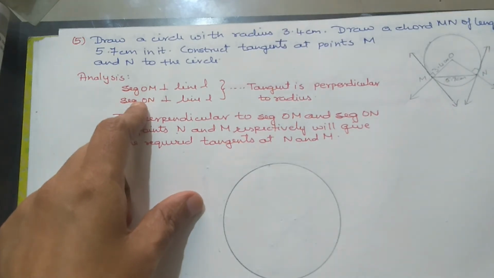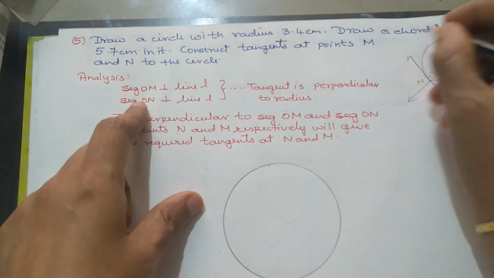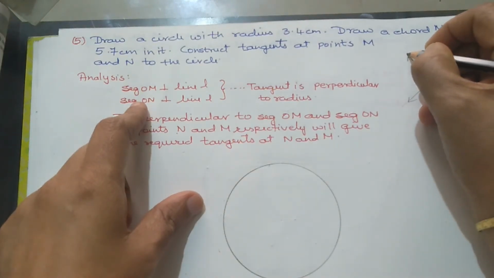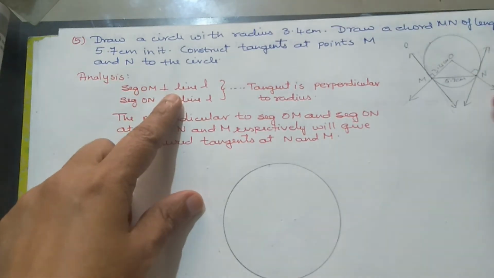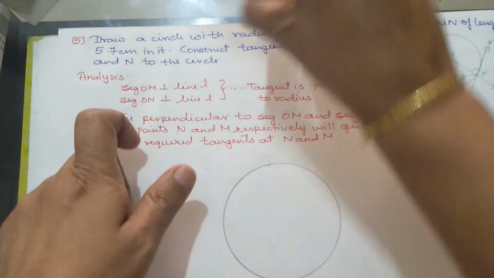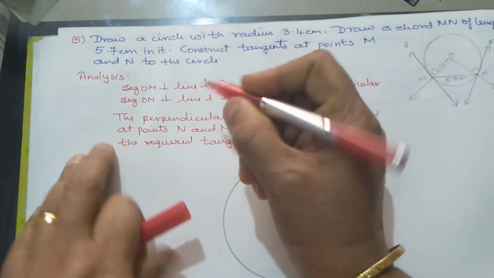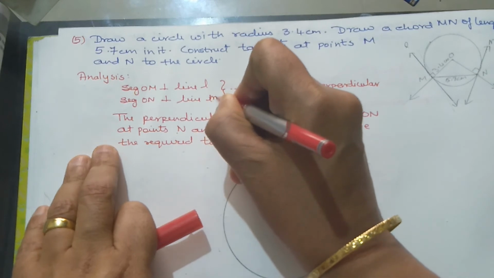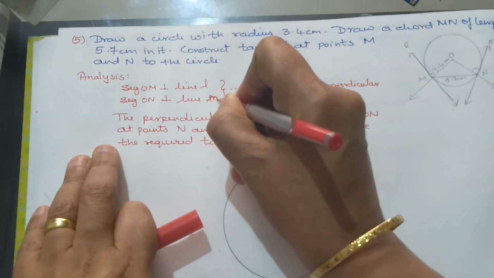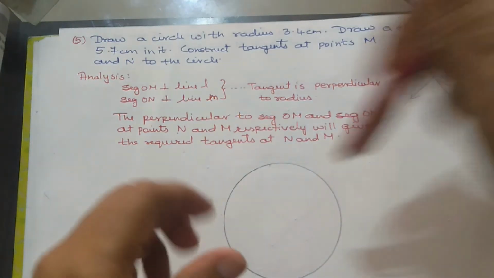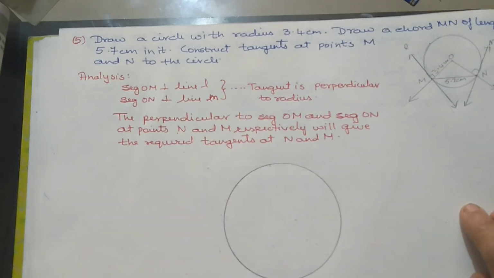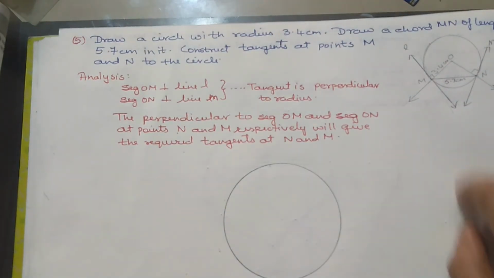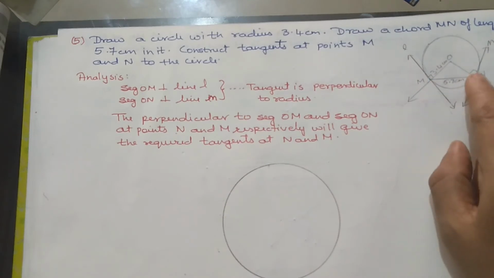Let us take this as line L. OM is perpendicular to line L, and ON is perpendicular to line M. So change this. I have written L, it is M. It is line M. The perpendicular to segment OM and segment ON at point M and N respectively will give the required tangent at the point M and N.